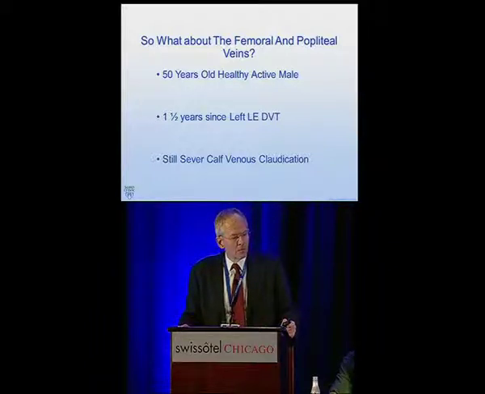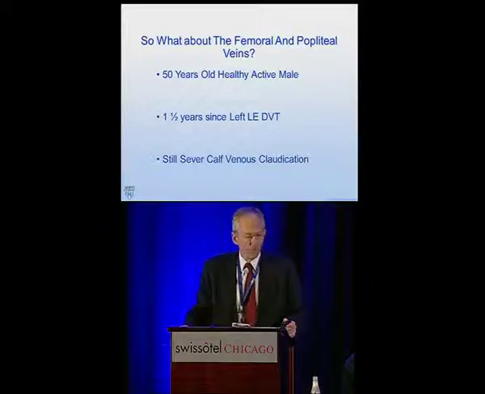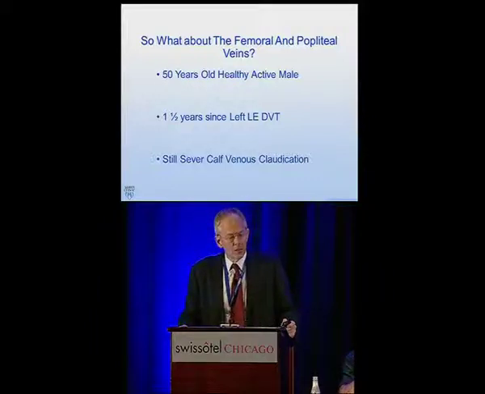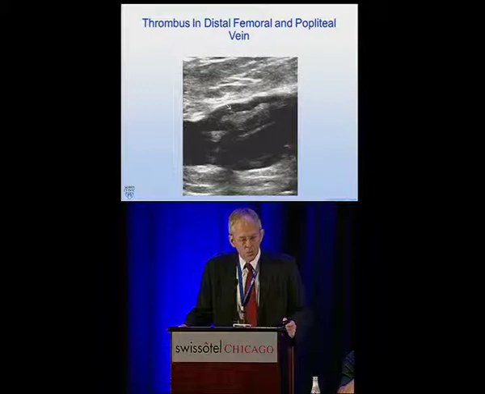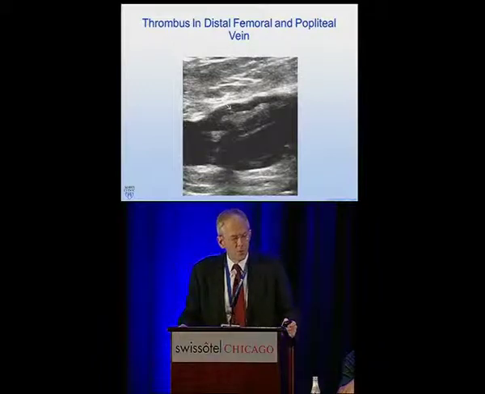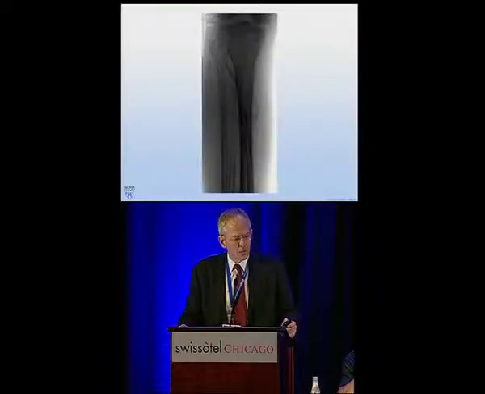Now, finally, just to touch on something that Dr. Gillespie spoke of, this is a 50-year-old male patient with a history of long episodes of lower extremity infrainguinal ligament thrombosis. He presents with very severe calf venous claudication symptoms and has this partially recanalized popliteal and femoral vein. So what do you do, or do you have anything to offer a patient in this situation?